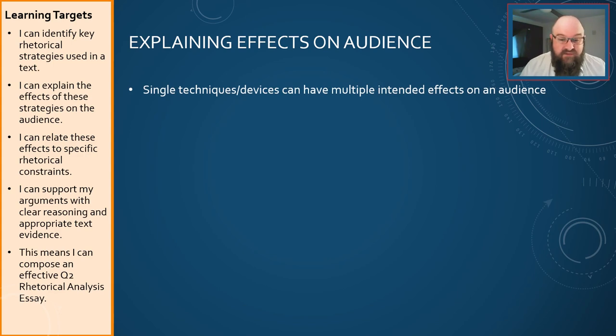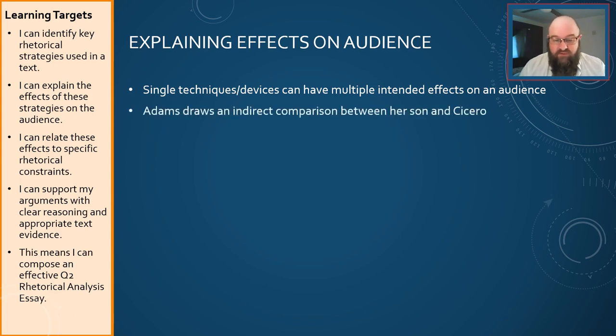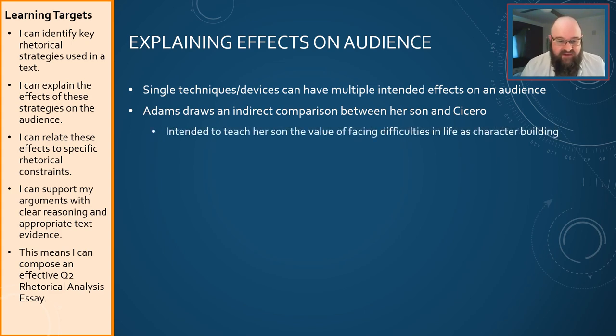Note that single techniques and devices can actually have multiple intended effects on an audience. For instance, a number of you talked about the indirect comparison that Abigail Adams draws between her son and Cicero, and this actually has a couple of different effects. It has a logos effect in that it's intended to teach, or help continue teaching, her son the value of facing difficulties, the value of character building.